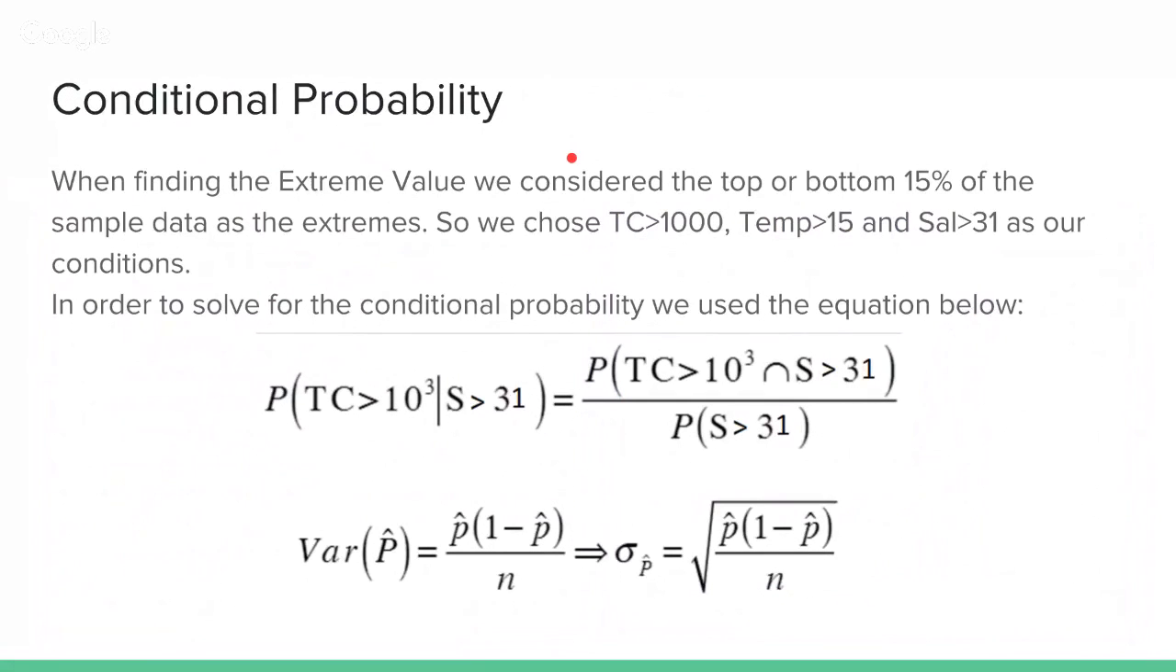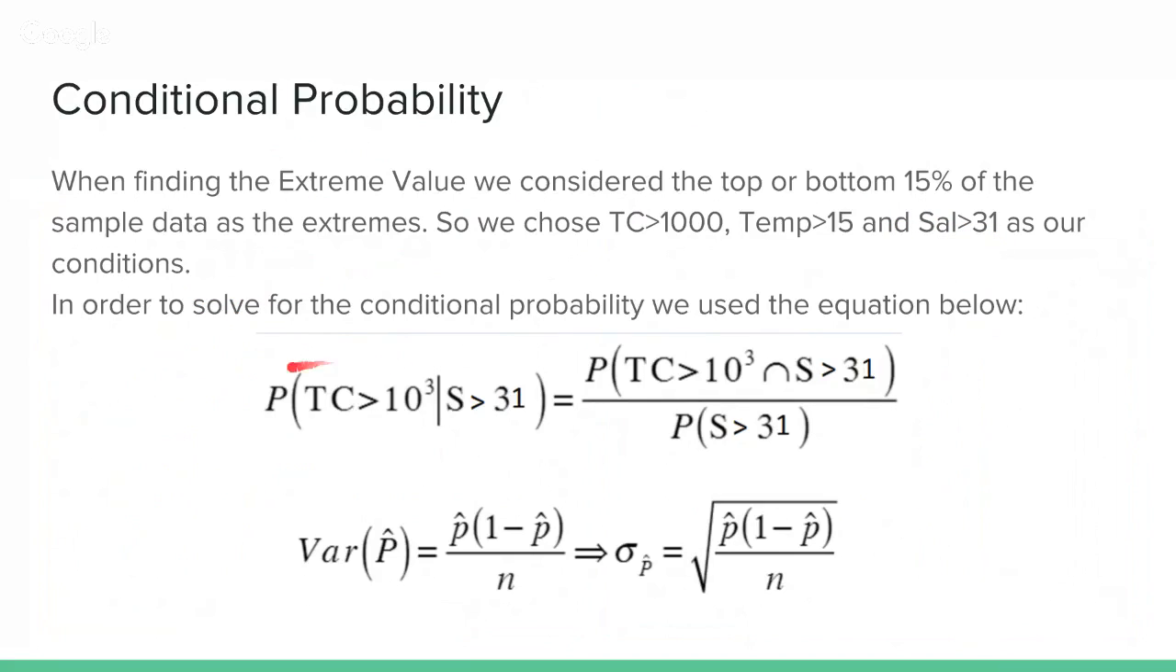All right, so continuing on finding a correlation between the data, in this case we used conditional probability. When we use conditional probability, we used extreme values. How we considered these was that we picked the top or bottom 15% of the sample data as extremes. So in the end, we ended up with TC being greater than 1,000, conditioned on temperature being greater than 15, and salinity being greater than 31 as our conditions.